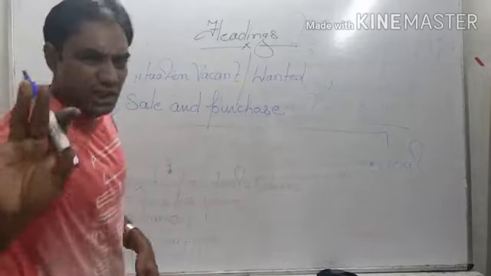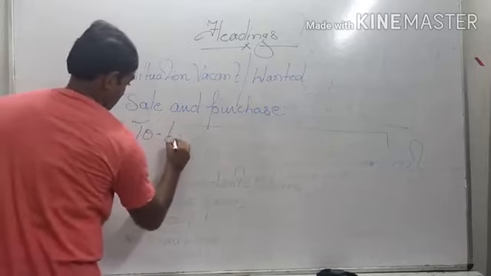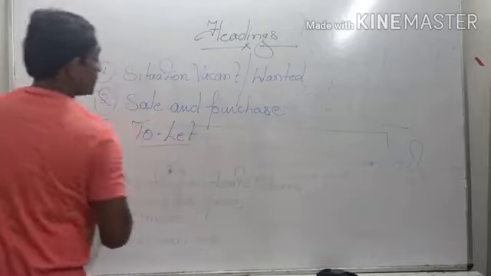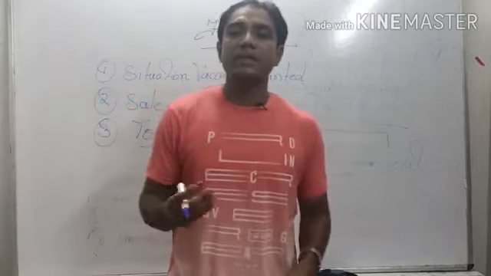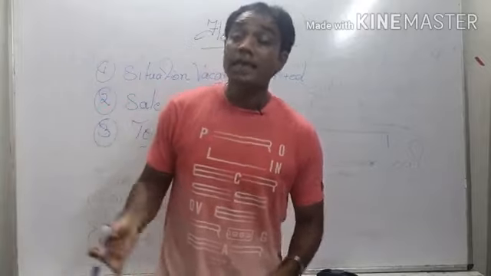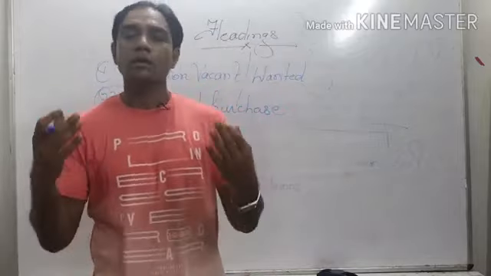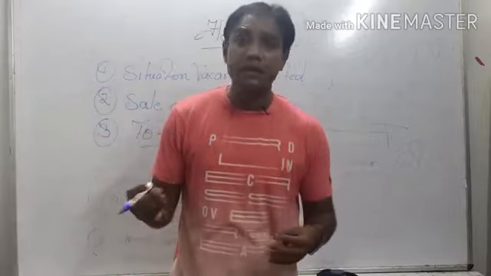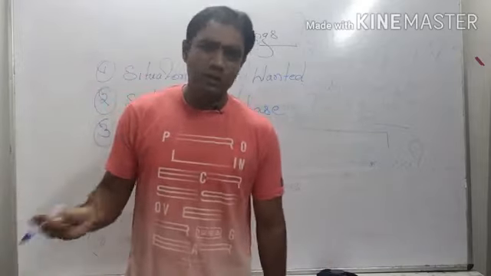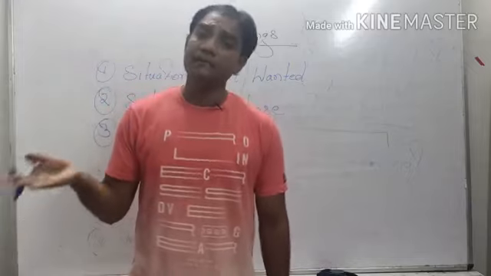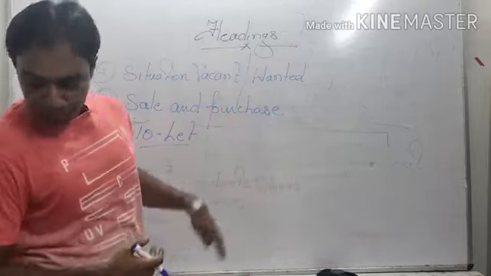Now similar to sale and purchase is to let. To let refers to the rooms or the hall or the buildings to be given on rent. It could be given by the owner. It could also be given by the tenant who wishes to take on rent a particular kind of building or a hall or whatever he wishes to. All that renting and lending and borrowing comes under the to let category. Okay.